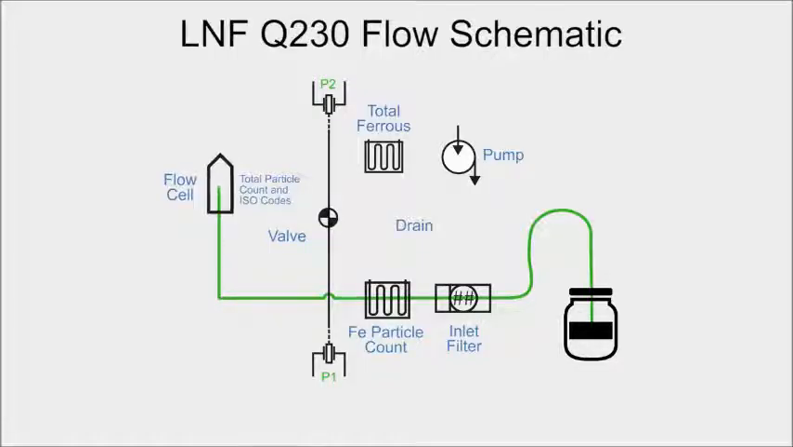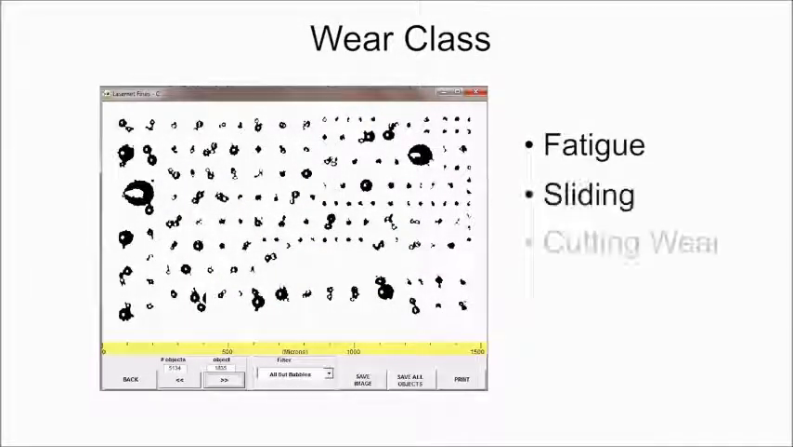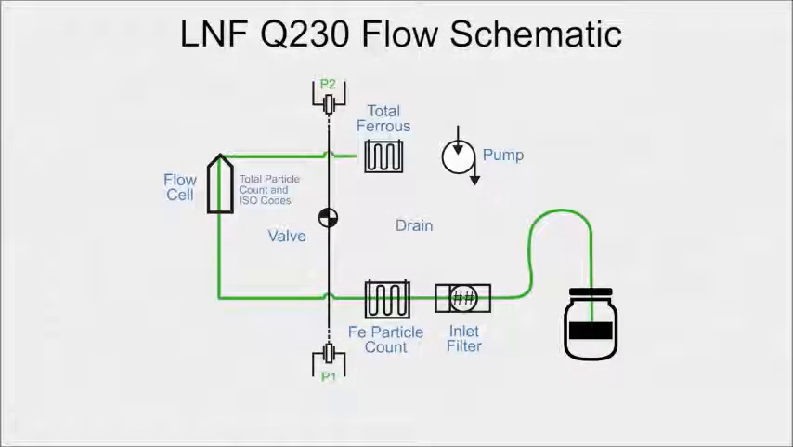Next, the sample enters the LNF flow cell, which uses laser light and a CCD detector to image each individual particle. This provides particle count and ISO codes, and also characterizes all particles greater than 25 microns into a wear class, either fatigue, sliding, or cutting wear, non-metallic, or fibers, based on the shape of the particles. Finally, the sample enters the second magnetometer, which measures total ferrous content in ppm.